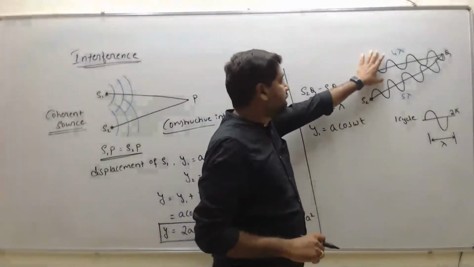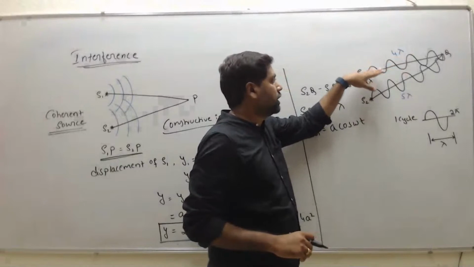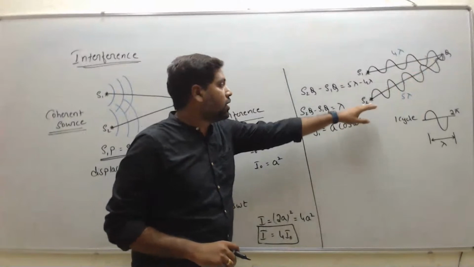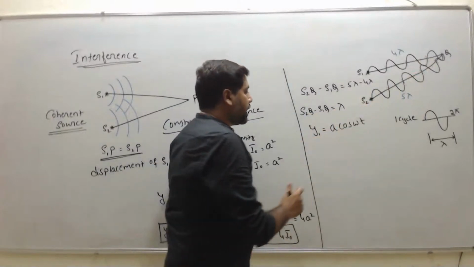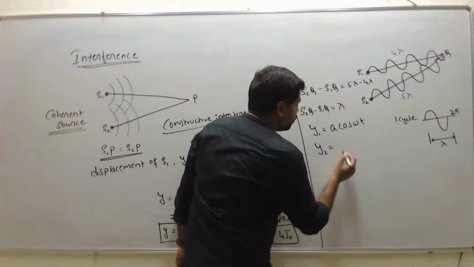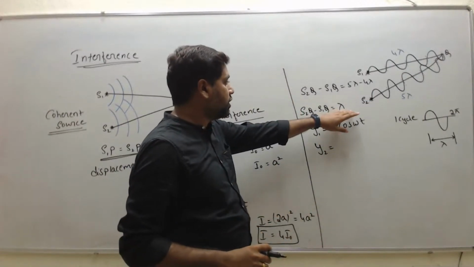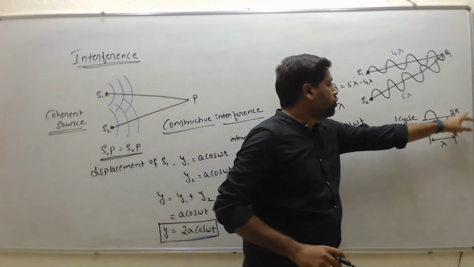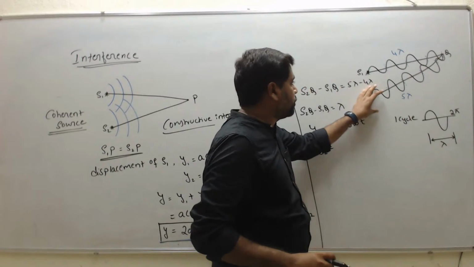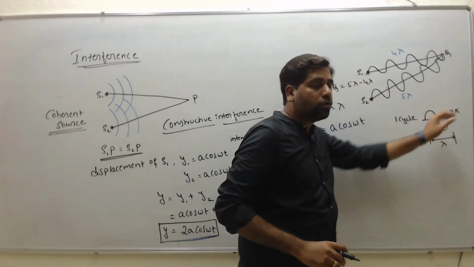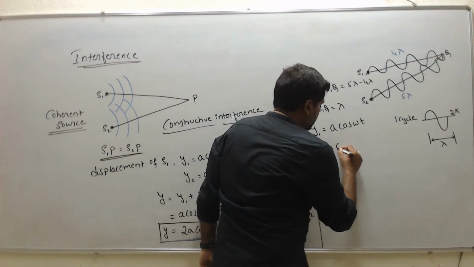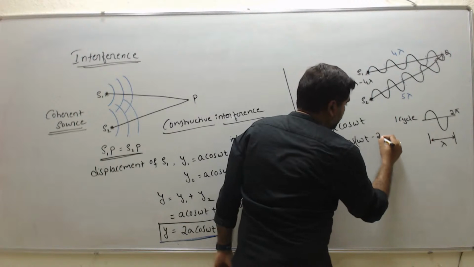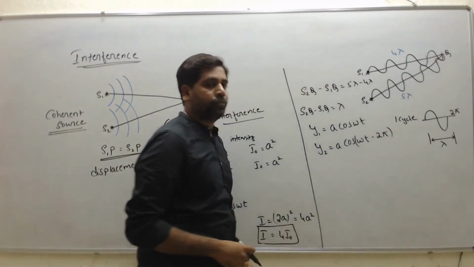Here the wave which reaches earlier, that is S1, reaches the point Q one cycle earlier than the source S2. If I write the displacement for source y2, here the wavelength is lambda, so one cycle means lambda is equal to 2 pi. That is, the source S2 is delayed by how much? 2 pi. Then the displacement is y equals A cos of omega t minus 2 pi.